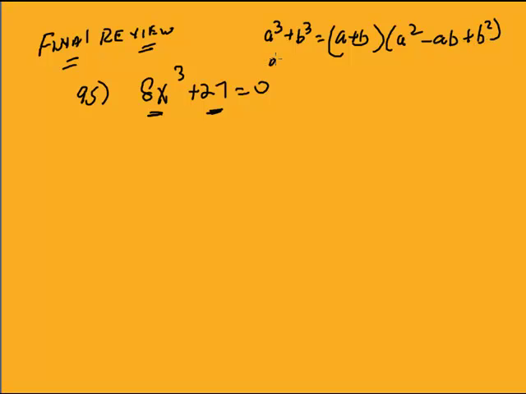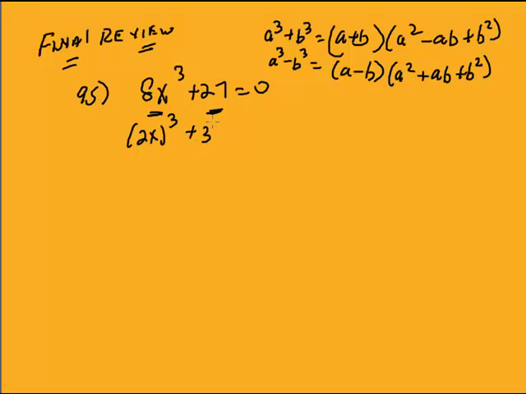Of course, if you had a difference of two cubes, a cubed minus b cubed, that factors to a minus b times a squared plus ab plus b squared. So this is the same thing as 2x quantity cubed plus 3 cubed, and that's equal to 0. So we can factor this, and I want to factor that as a 2x plus 3.